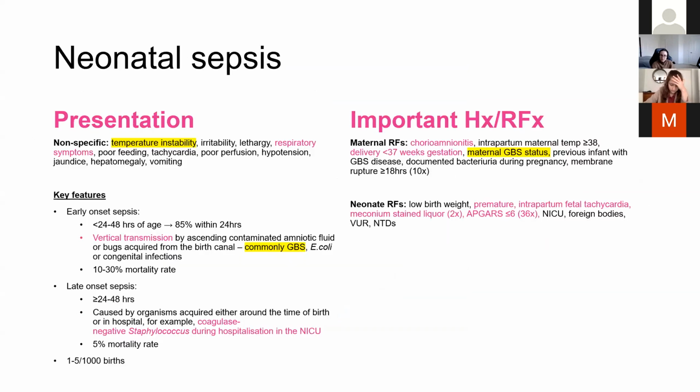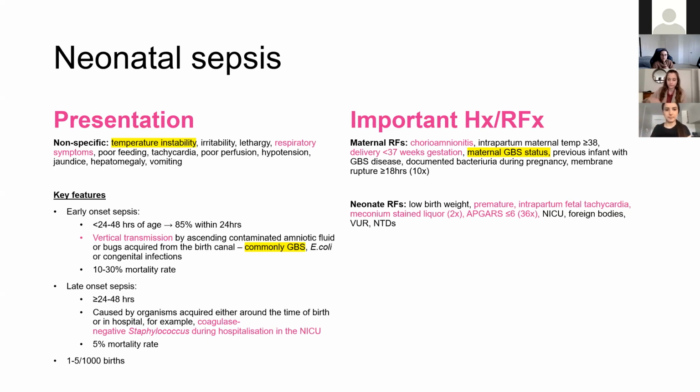All right, let's whiz through the last two topics. We've got neonatal sepsis and neonatal jaundice to go, and these are two really important ones. The thing to take away from neonatal sepsis is we're talking about babies who are less than 28 days old, and because of that, the younger the baby that presents with sepsis, the less localizing the symptoms are going to be.